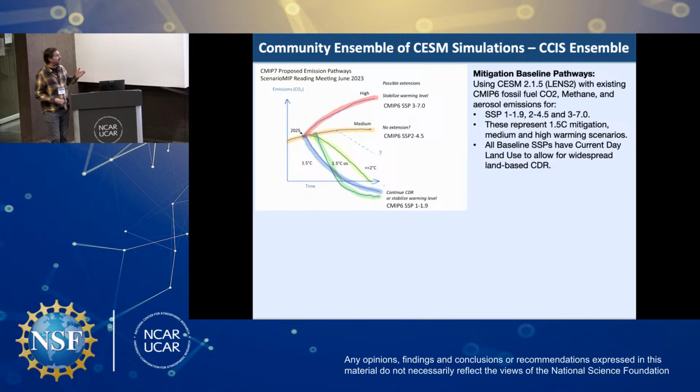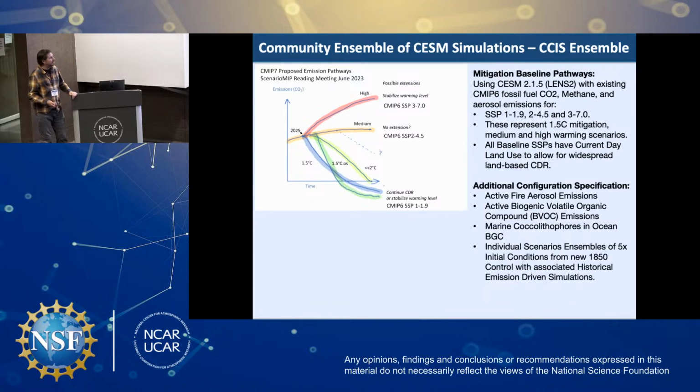One of the things we want to do with that is put a current day land use continually through these baselines out into the future, so that we can do the land-based CDR off of those in a clean manner. The other thing is when you work in a group, you have a lot of competing ideas about what's really good. So we had the idea that we needed to have active fire aerosol emissions in there. We need to have the biogenic volatile organics in there as well. For the ocean biogeochemistry, we wanted to have the coccolithophores and this new ocean biogeochemistry that allows you to drive a fisheries model. And then we want to do ensembles of these experiments as well.